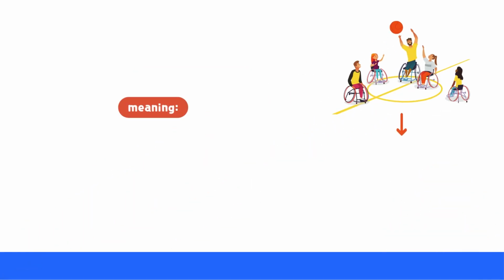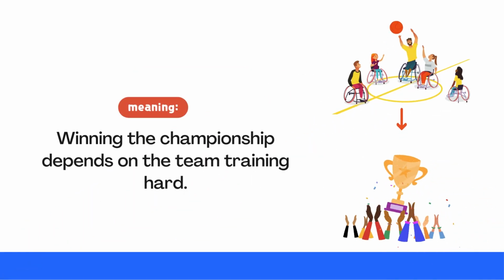This sentence tells us that training hard is a real possibility, and if it happens, winning the championship is a likely outcome. In other words, winning the championship depends on the team training hard.